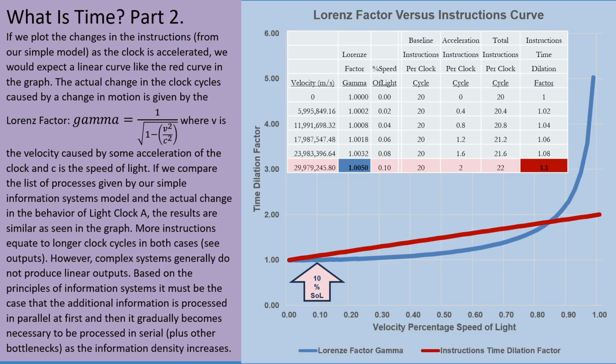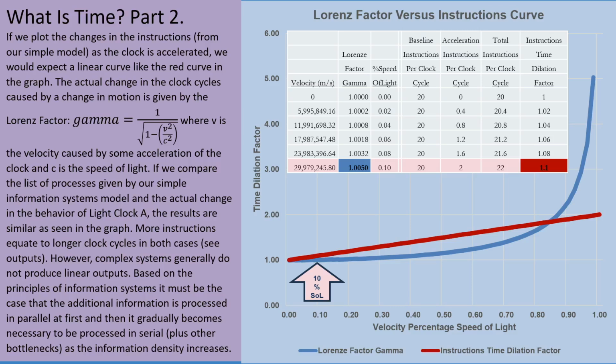The actual change in the clock cycles caused by a change in motion is given by the Lorentz factor. And here's the formula for the Lorentz factor, where v is the velocity caused by some acceleration of the clock, and c is the speed of light. If we compare the list of processes given by our simple information systems model and the actual change in the behavior of light clock A, the results are similar, as seen in the graph.